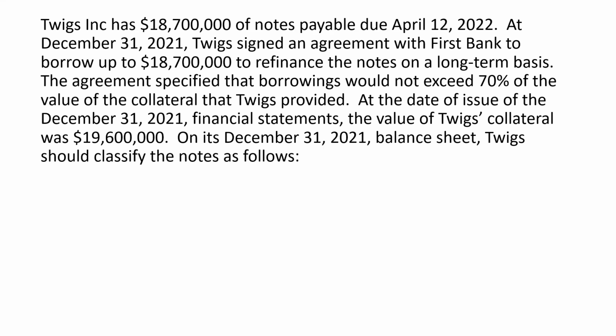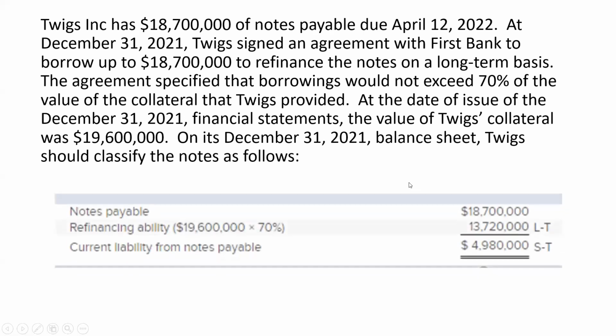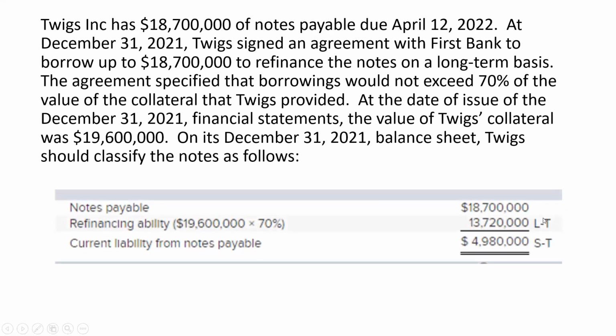All right. So this one's actually not too hard, even though it looks really challenging. They want to refinance this whole $18,700 to be a long-term note, because right now it's going to come up as a short-term note. But the bank said, no, we only will do 70% of your collateral. So 70% times 19,600 will give us 13,720. So they can refinance this 13,720 on a long-term basis, but the short term is going to be the difference, the extra. They said, no, we're not refinancing the whole 18.7. So anything we didn't refinance is going to be short term.